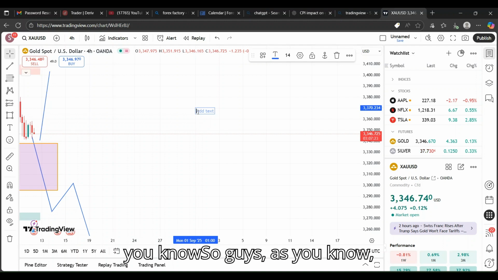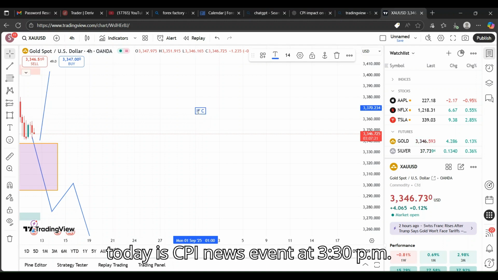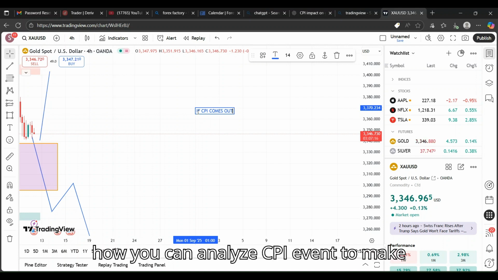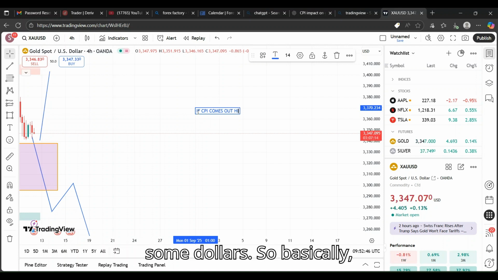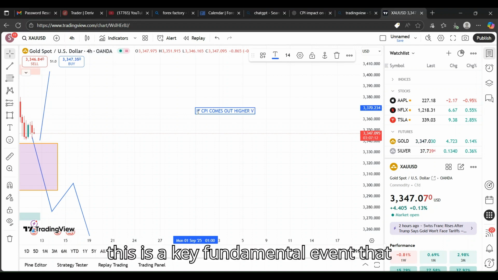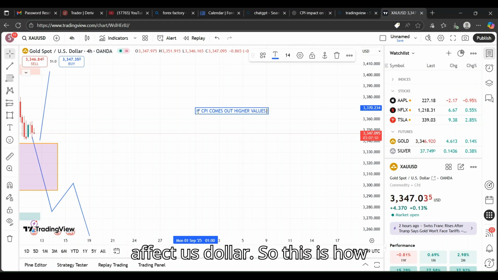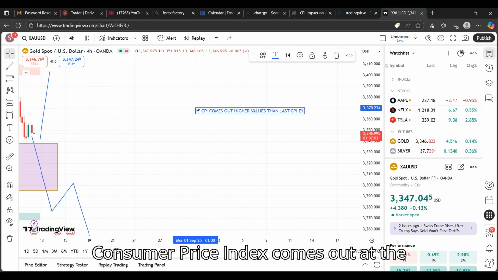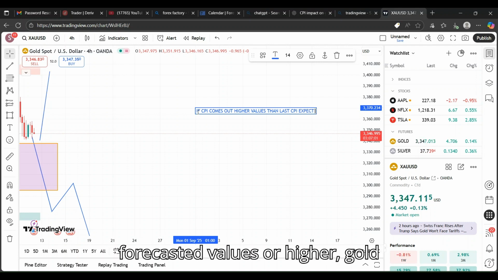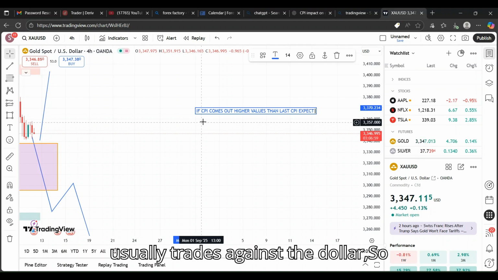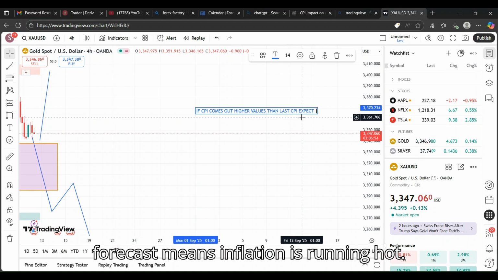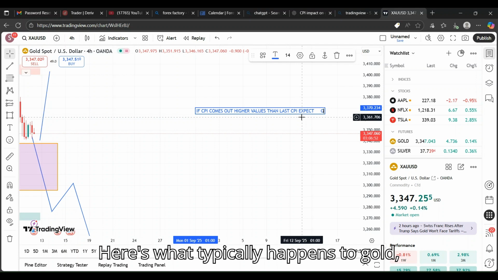So, guys, as you know, today is the CPI news event at 3:30 p.m. Kenyan time, and I want to educate you how you can analyze the CPI event to make some dollars. Basically, this is a key fundamental event that affects the US dollar. This is how to read and interpret it if today's CPI, Consumer Price Index, comes out at the forecasted values or higher. Gold usually trades against the dollar. So we'll be expecting that a higher CPI than the forecast means inflation is running hot. Here's what typically happens to gold.